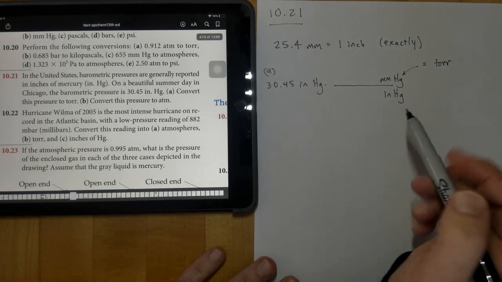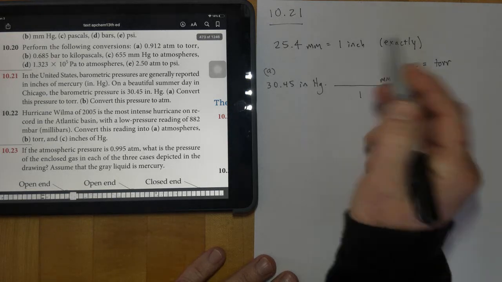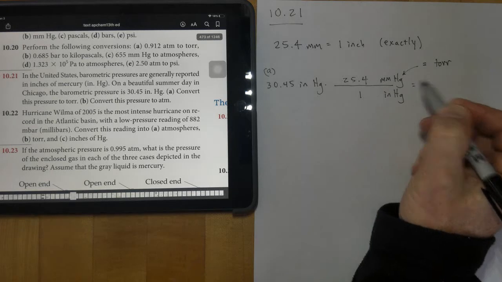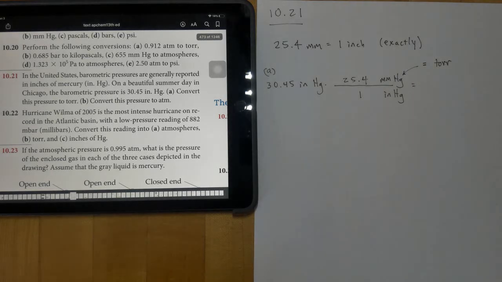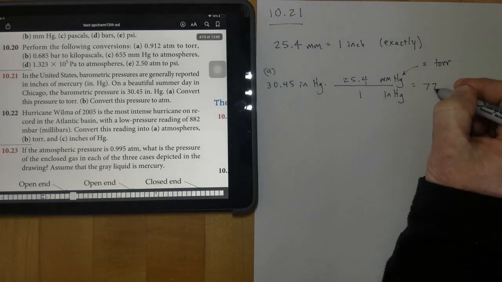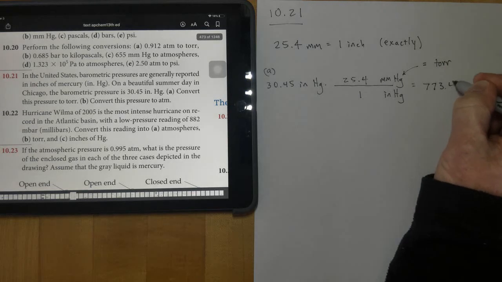And we know that in 1 inch of mercury, there are 25.4 millimeters exactly. And so then when you take and multiply those two together, you end up with 773.4 torr.